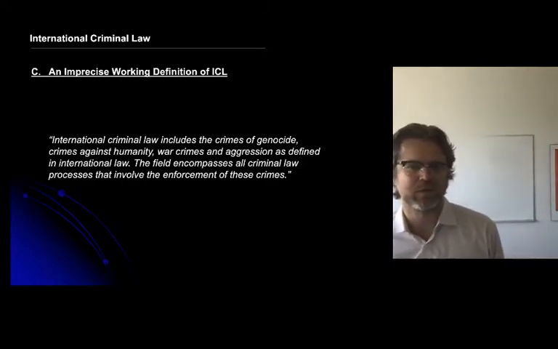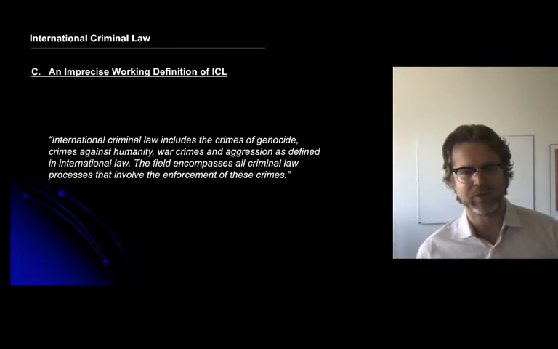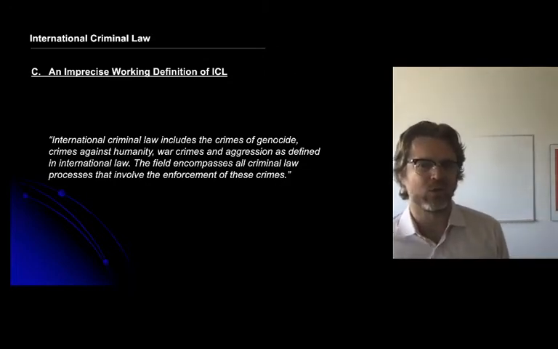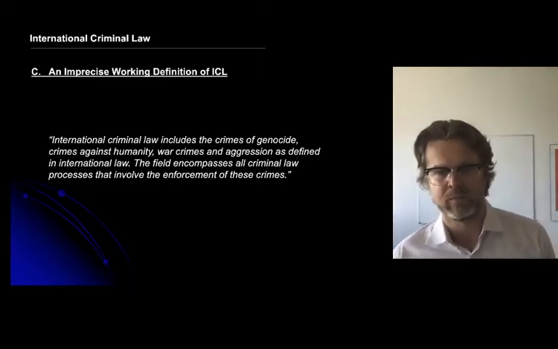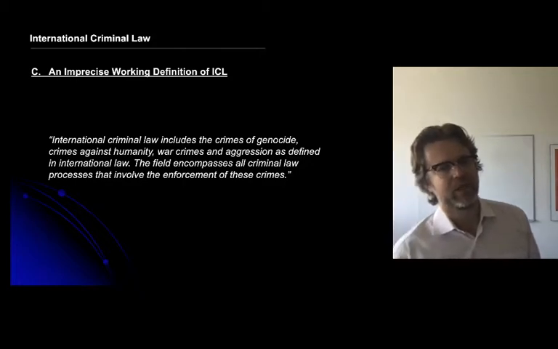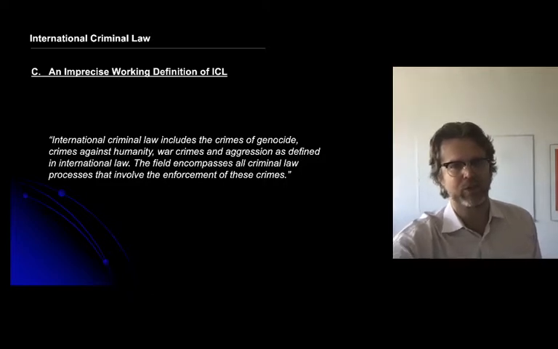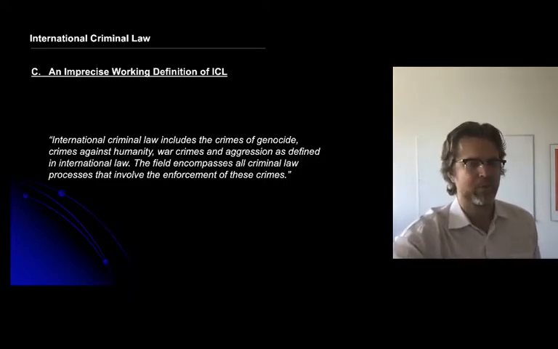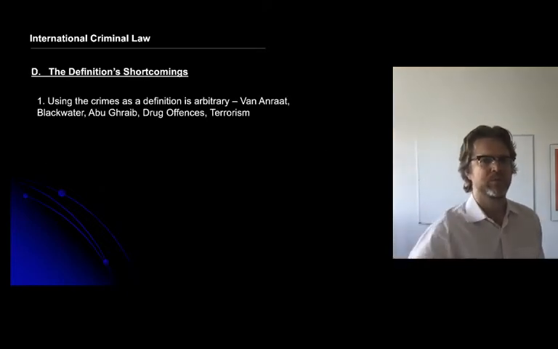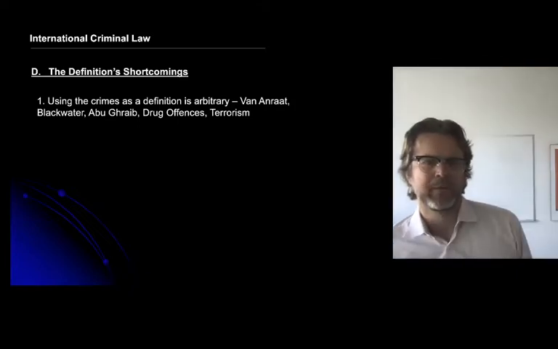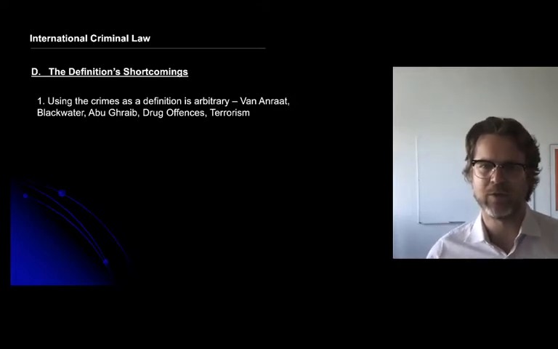International criminal law includes the crimes of genocide, crimes against humanity, war crimes, and aggression, as defined in international law. The field encompasses all criminal law processes that involve the enforcement of these crimes. So keep that in mind briefly, and I want to go through several critiques which try to push at some of these ideas. So the first critique is that using the crimes as a definition of international criminal law is arbitrary.